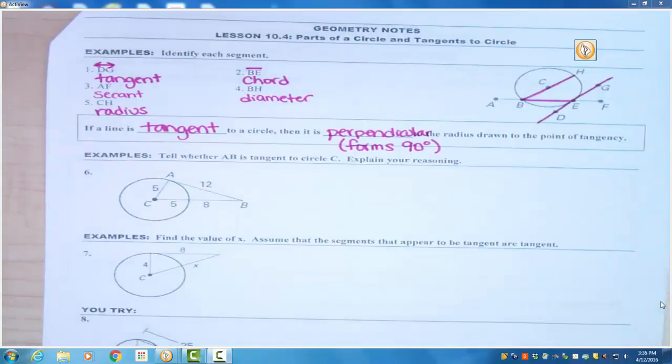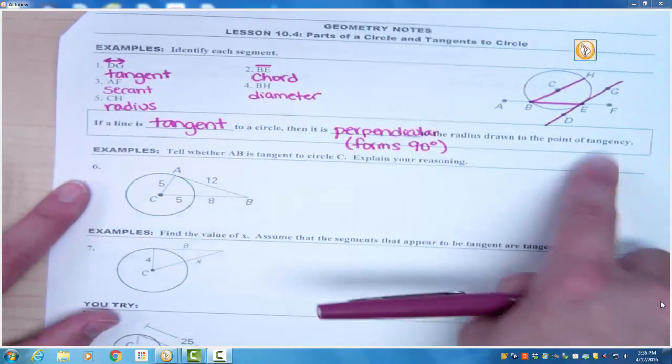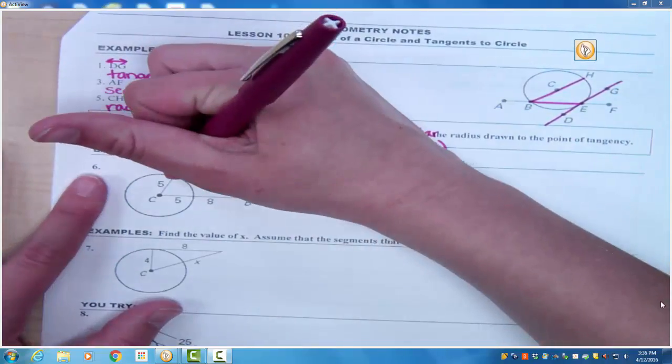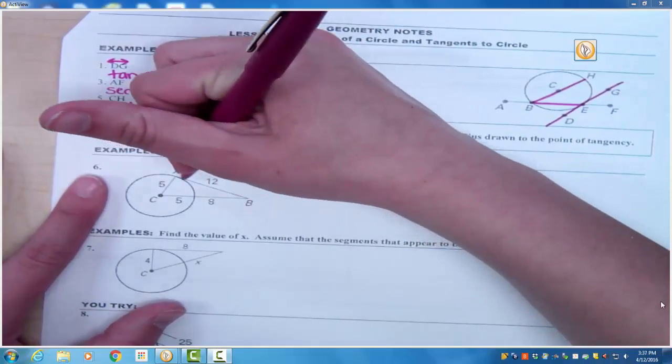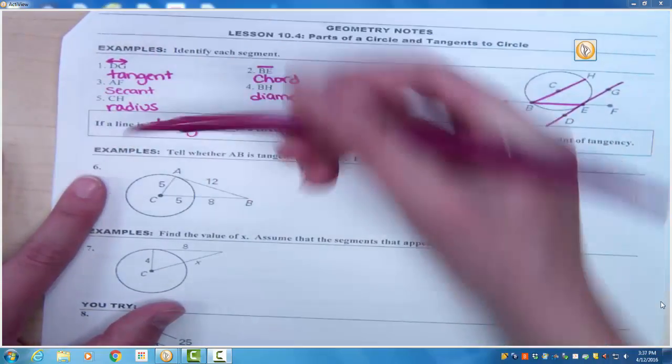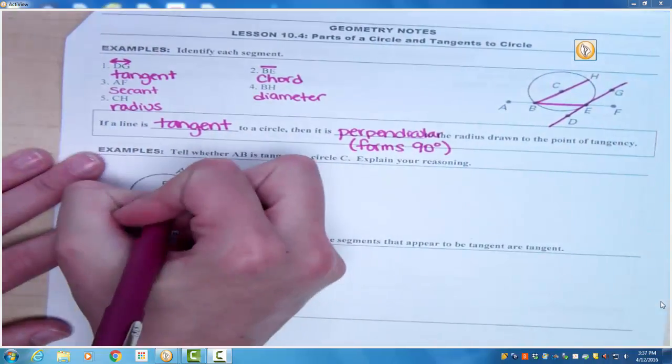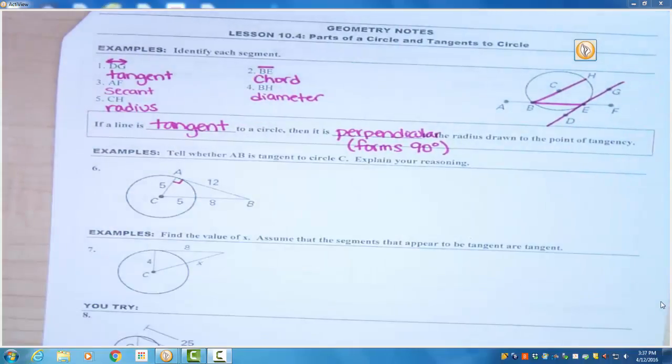So this example down here says tell whether AB is tangent to circle C. Well, if it is tangent, then it's perpendicular to the radius. So this would be our tangent line AB here. We are looking to see if that is perpendicular to the radius AC, so if that forms a right angle. If it does form a right angle, I have a right triangle, and I can verify that something is a right triangle using the Pythagorean theorem: a squared plus b squared equals c squared.